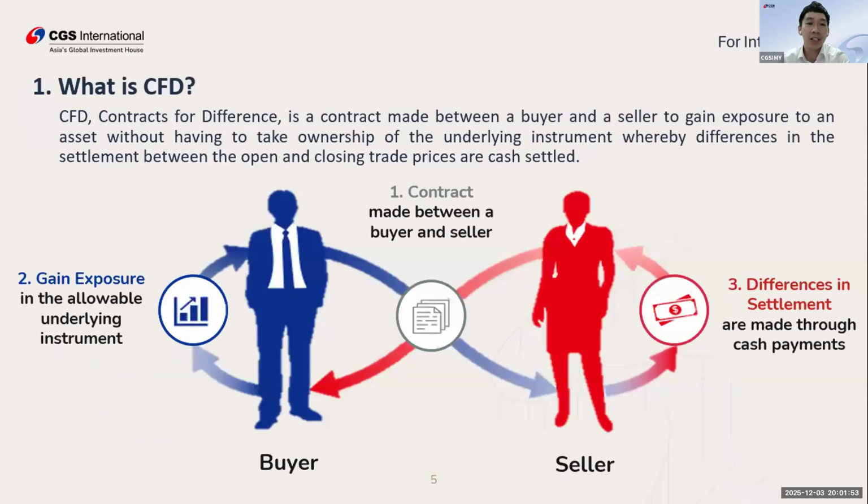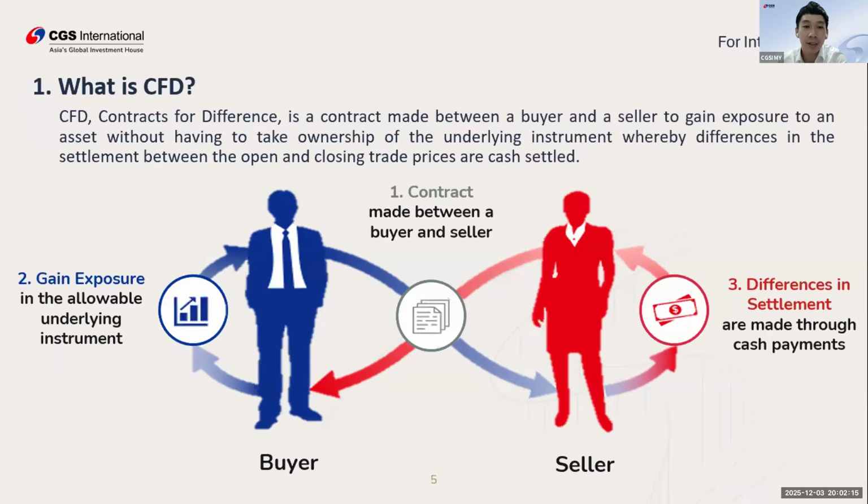So what is CFD? CFD stands for Contract for Difference. It basically allows investors to have exposure to the underlying asset. It's a contract made between the buyer and seller. And how can investors make money? They make money through the differences in settlement, which is settled through cash payment.